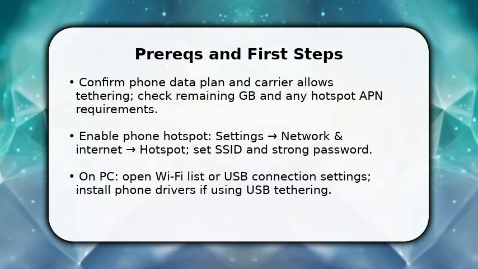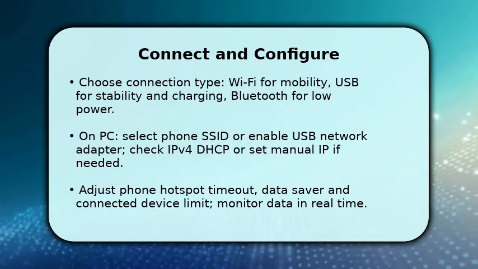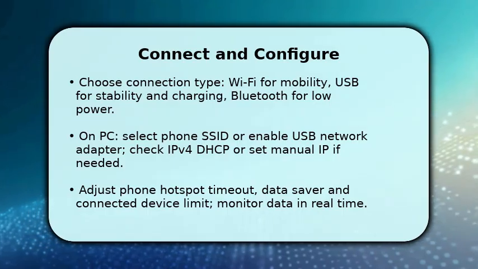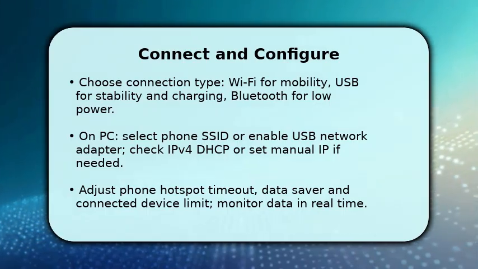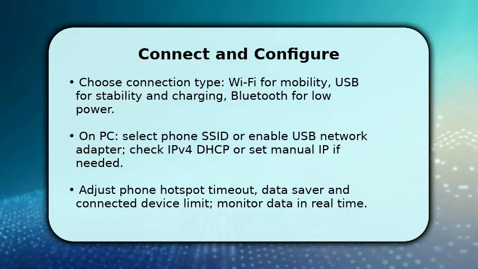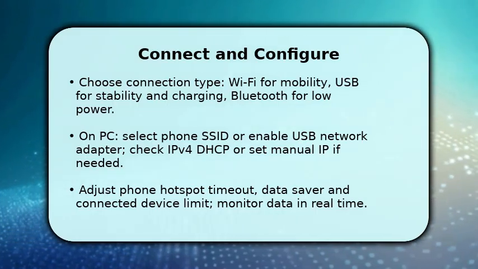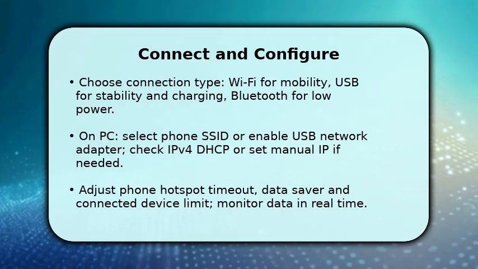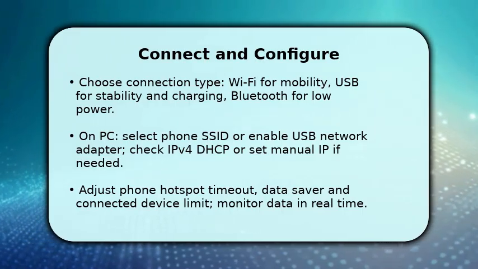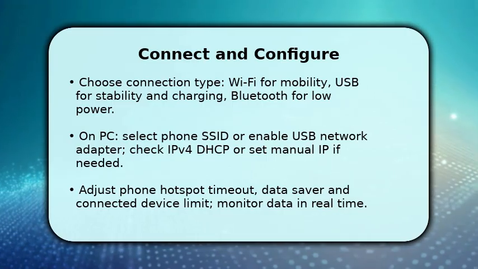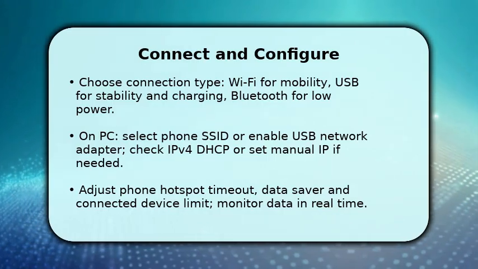you connect. Now you'll actually connect and configure the link. Choose Wi-Fi if you need mobility, USB for the most reliable speed and charging, or Bluetooth if you want low power. On the PC, select the phone SSID and enter the password, or plug in the USB and enable USB tethering in phone settings so the PC creates a network adapter.